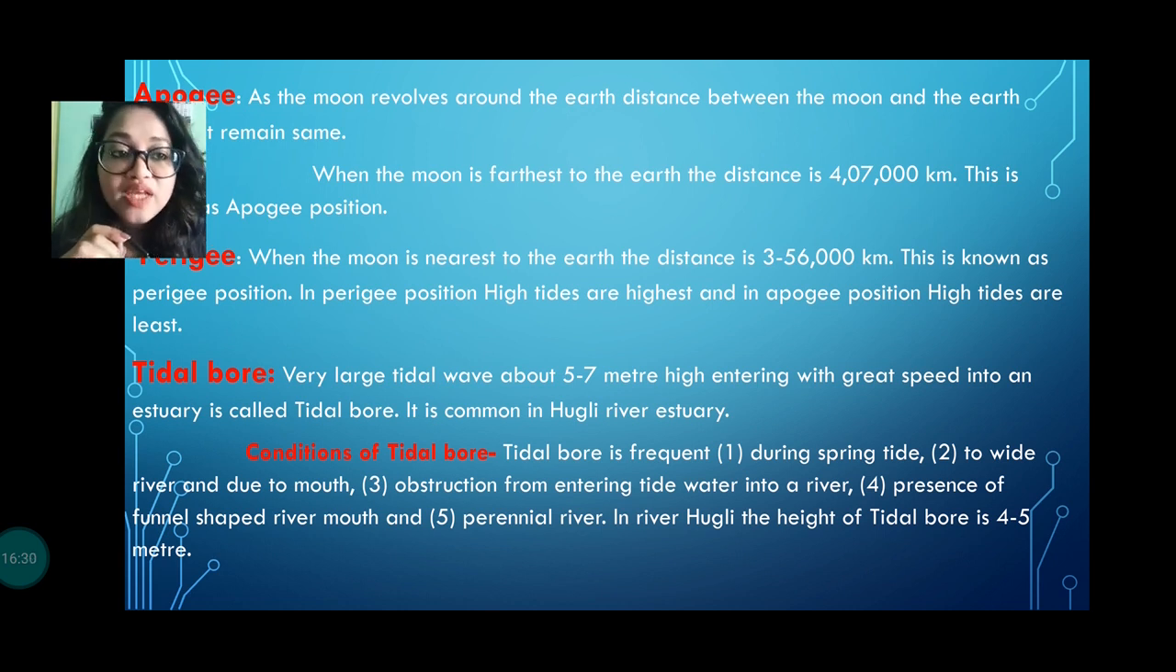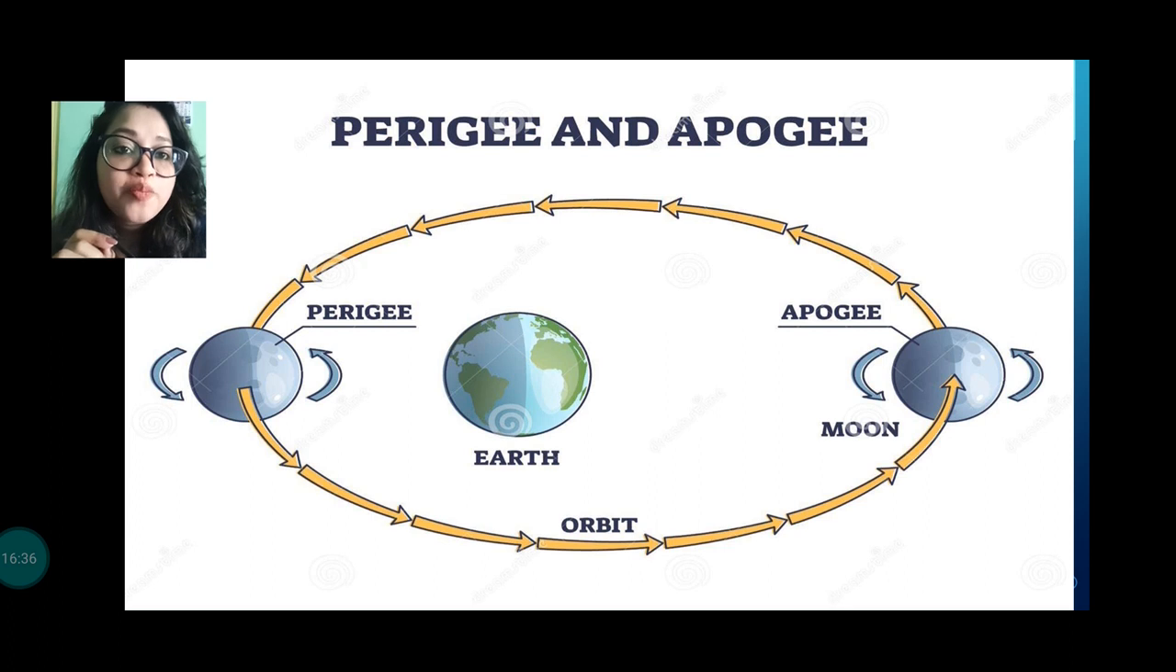In the river Hooghly, the highest tidal bore is 4 to 5 meters, as you can see. So this is the perigee position, when the moon comes very near to the earth, and this is the apogee position, when the moon is very far away from the earth. So I hope you understood about the perigee and apogee.